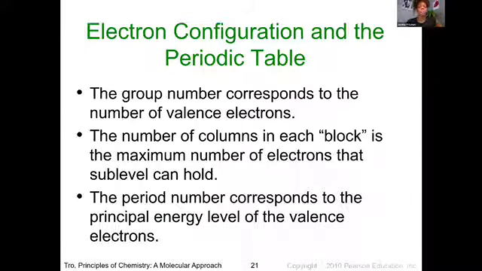All right, so the things to remember before getting into these electron configurations: the group number is going to correspond to the number of valence electrons, just like we saw back in chapter 2. The number of columns in each block is the maximum number of electrons that the sublevel can hold. So remember, we talked about S's have 2, P's have 6, D's have 10, F's have 14. And then the period number corresponds to the principal energy level for that valence electron.